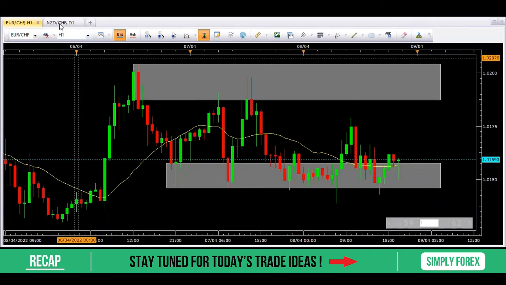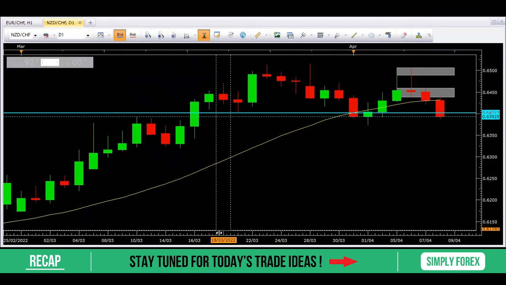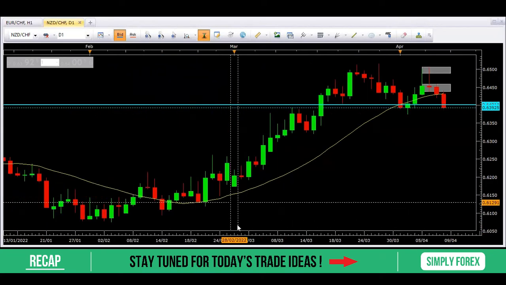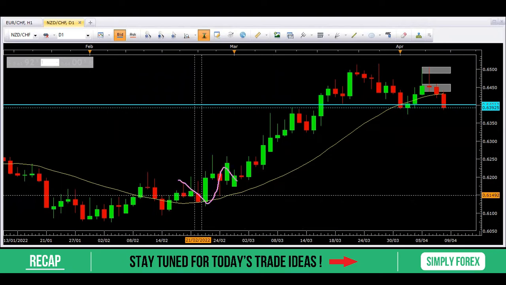The second trade from Friday was this. This is the New Zealand dollar against the Swiss franc, and this was a great trade, guys. All right, the reason we took it was price was in an uptrend. Okay, and then we had these lows here, which were eventually broken with this candle here.